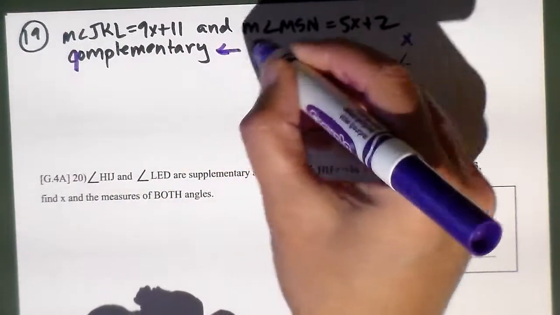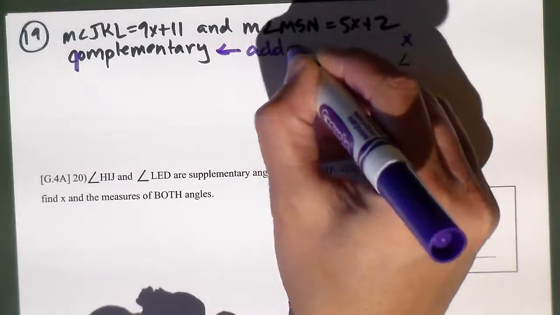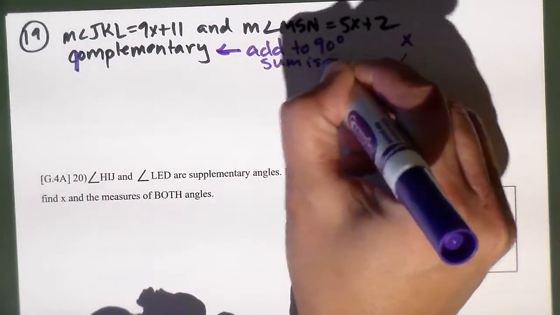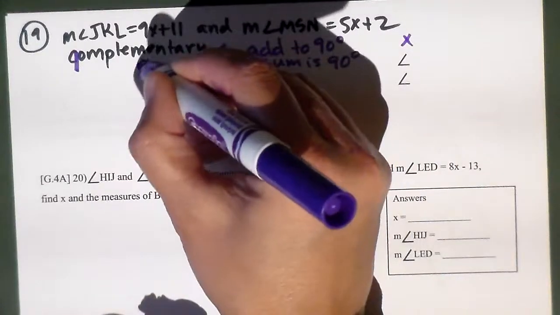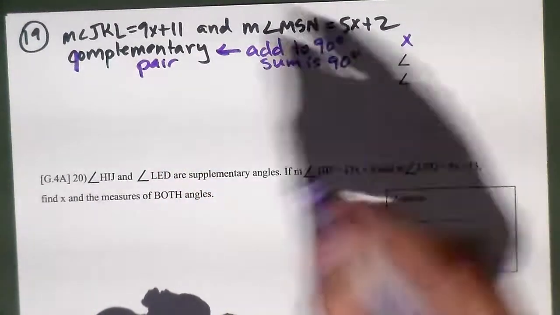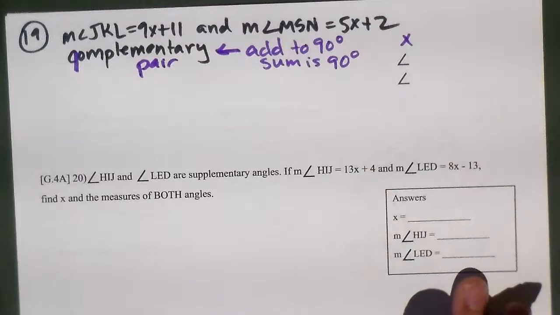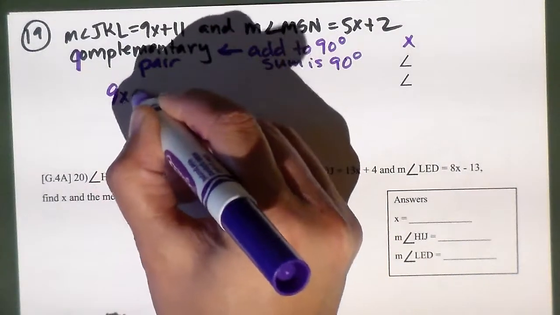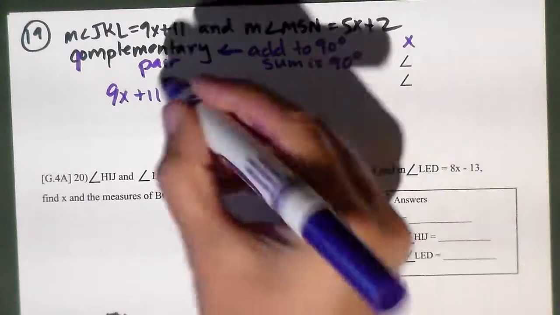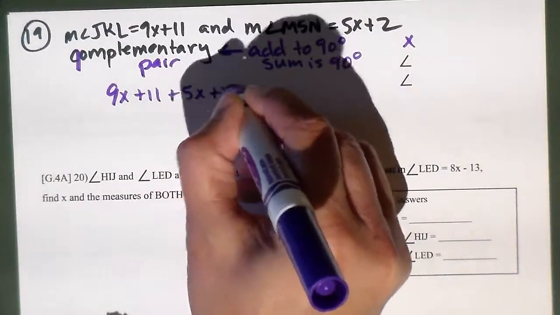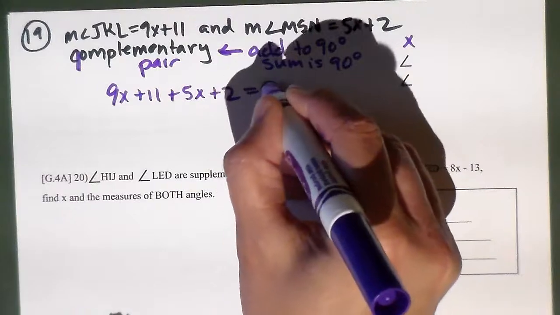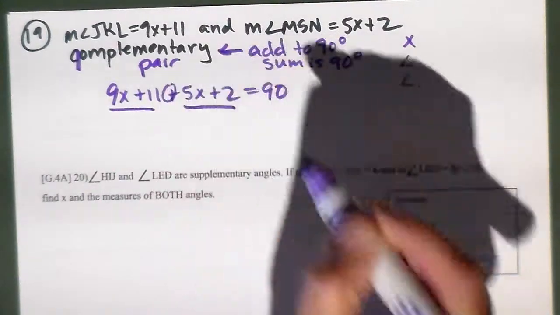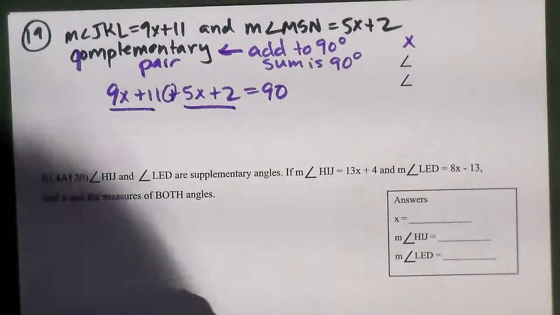So anytime you have angles that are complementary, they add to 90 degrees, which means their sum is 90 degrees. And remember, complementary is a pair of angles. So if you've got a pair of angles that add up to 90 degrees. So I've got JKL, which is 9x plus 11, and I've got MSN, which is 5x plus 2, and they're complementary, which means they add to 90. So that angle plus that angle equals 90 degrees, and then you solve.